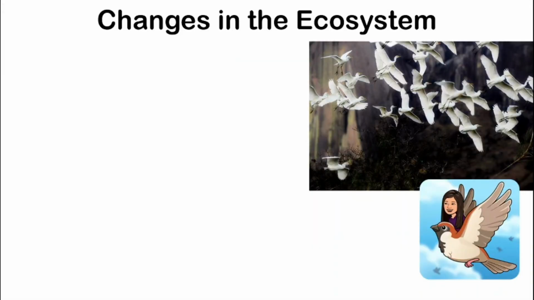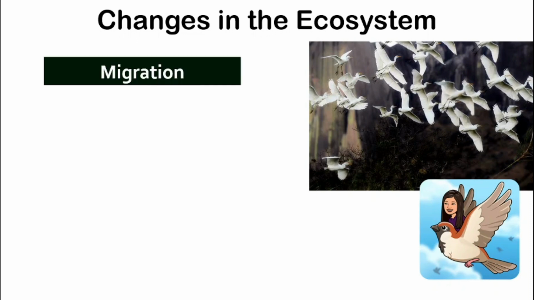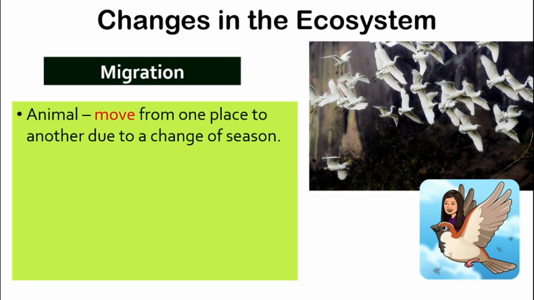How about changes in the ecosystem? Just now we looked at the change of the population size. Now for the change of the whole ecosystem, we are looking at a bigger scale. Well, one change is migration. Migration happens when one animal moves from one place to another place because of the change of season.